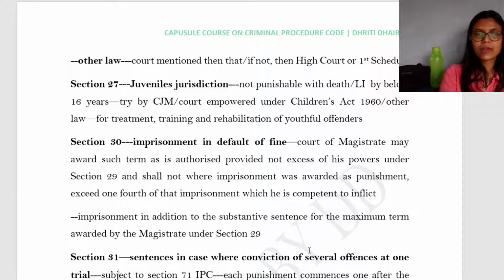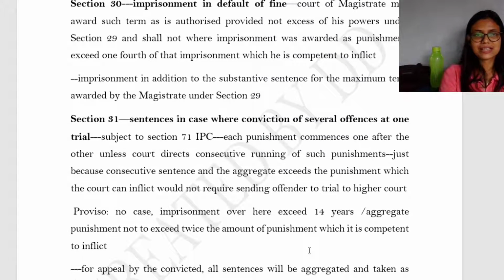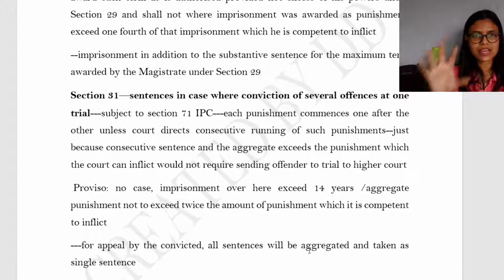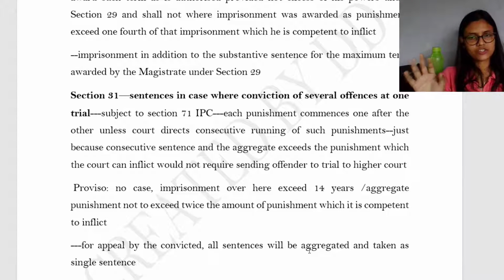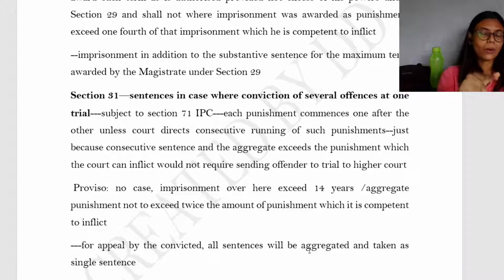Then the next thing that we have to see is section 31, sentences in case of conviction of several offences at one trial. So in one trial, you are dealing with a number of offences where conviction is on most of them. Here you also have to read section 71 IPC. I have not dealt with section 71 IPC here, but let's see what is written in CrPC. Each punishment will commence one after the other.